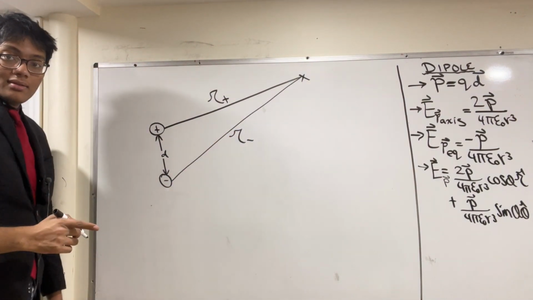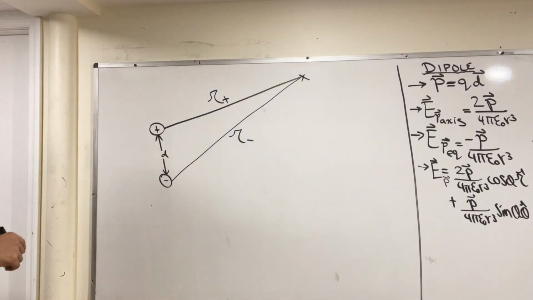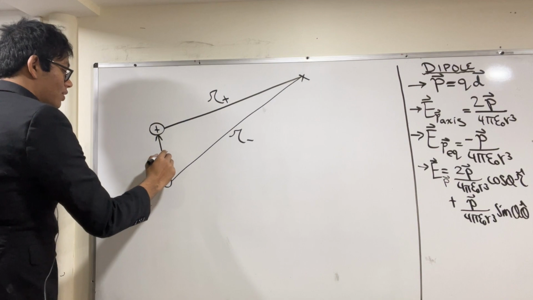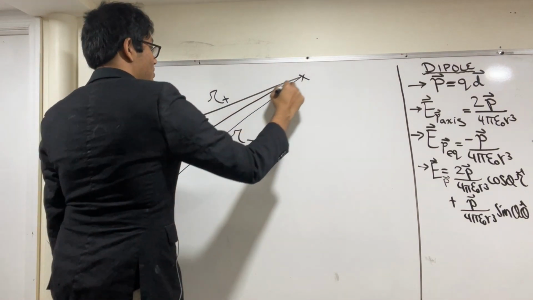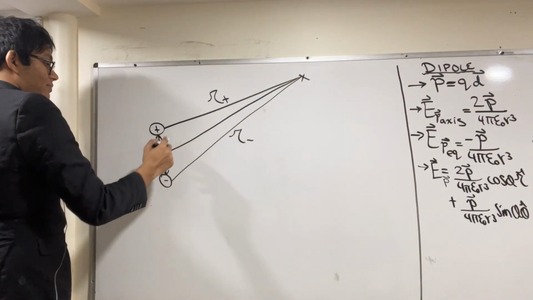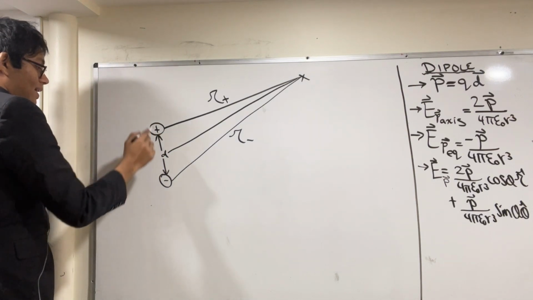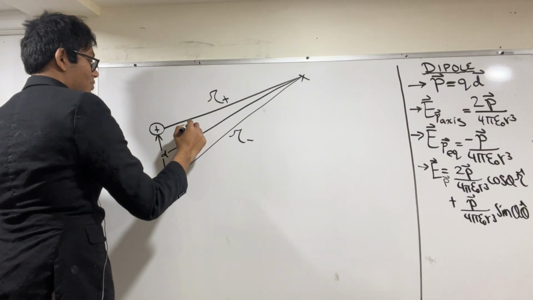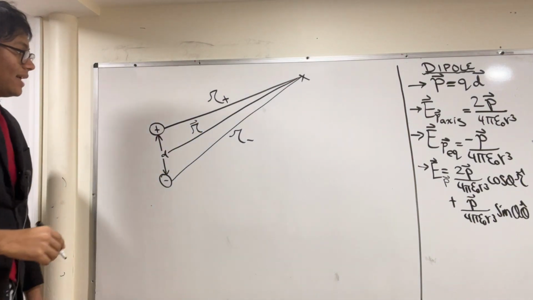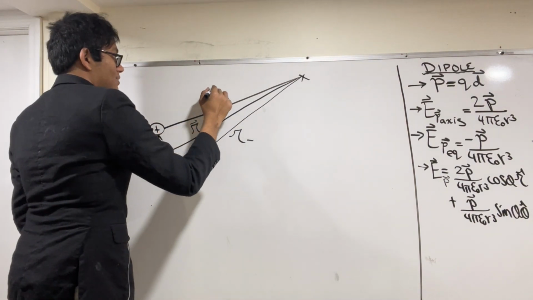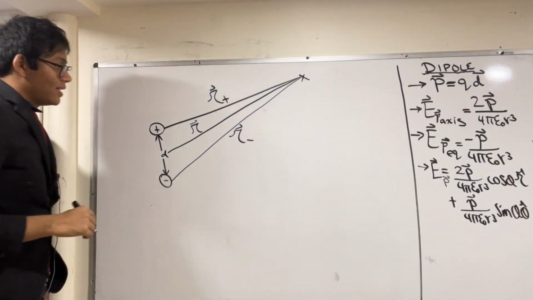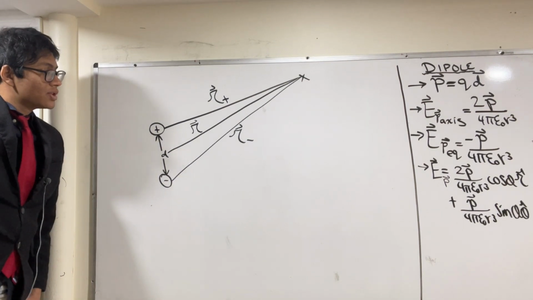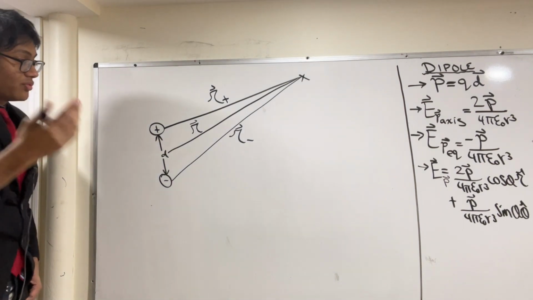And now, here comes the kicker. Here's r sub plus, here's r sub minus, and I'm going to add one more, kind of an auxiliary line, if you will, from the midpoint of my dipole separation to wherever I want to figure out my electric dipole potential. And you'll see why this is important in a second. But anyway, this is the general setup for figuring out the potential due to an electric dipole. Okay, so what can we do at this point? Well, let's just write down the potential.